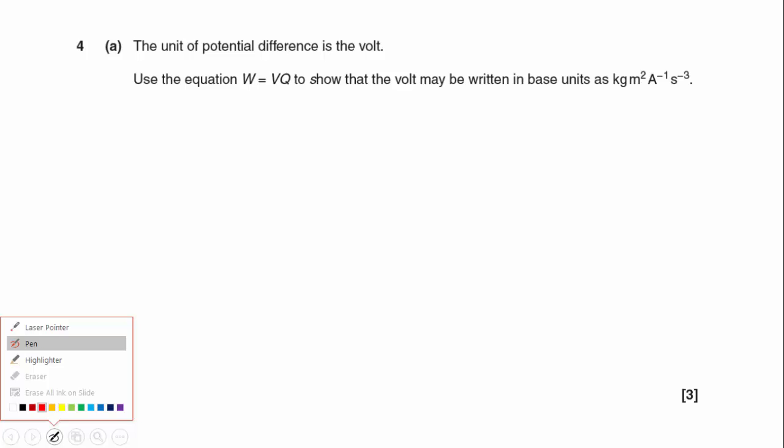Okay, question 4. The unit of potential difference is the volt. Use the equation W equals QV to show that the volt may be written in base units as kilograms meters squared, amps to the -1, seconds to the -3. Okay, so let's make a little look with that then.